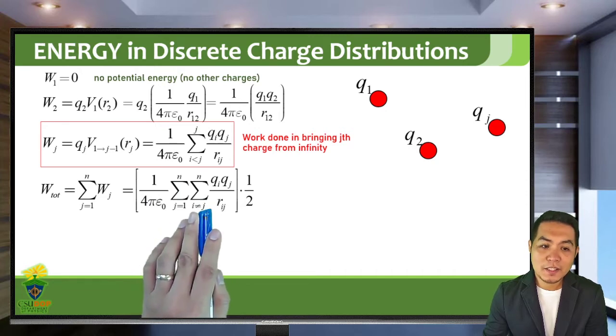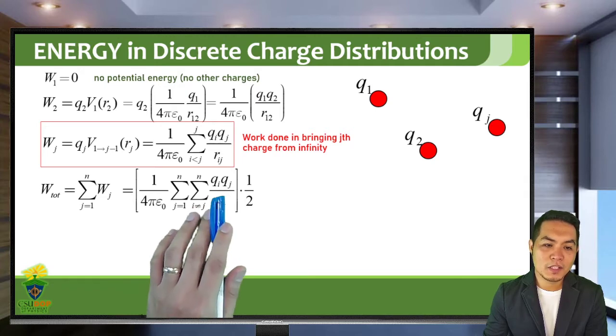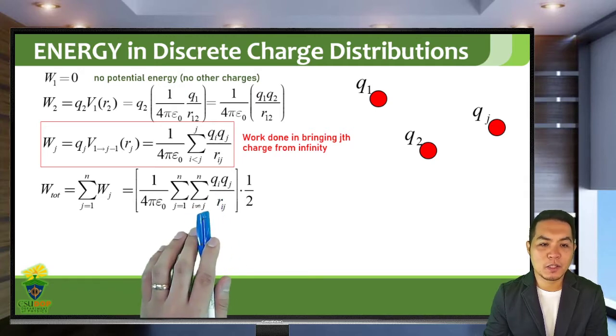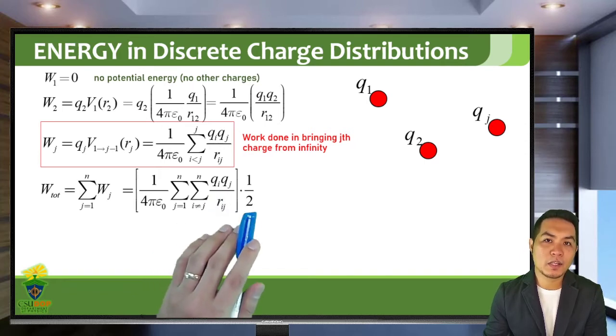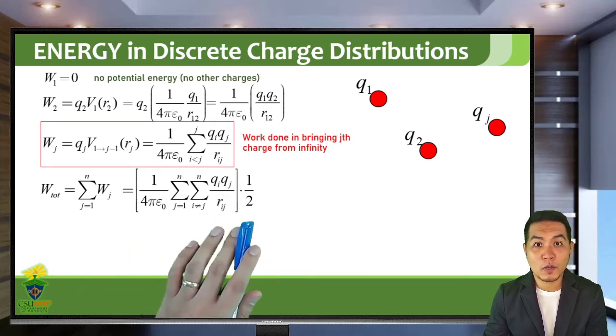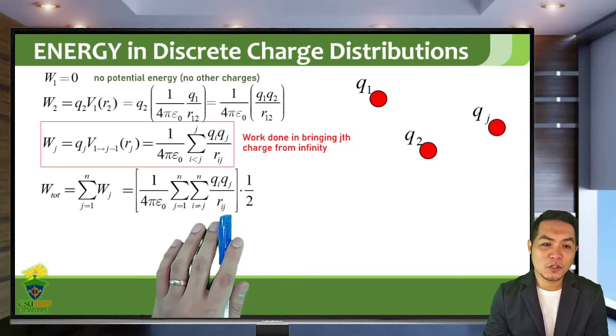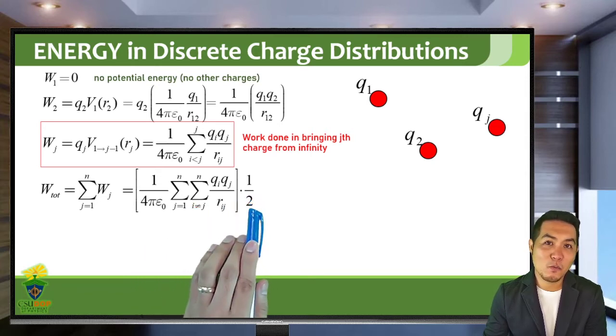But if you have q1, say for instance i is equal to 1, j is equal to 2, you will have q1 q2, but your count will also include q2 q1, which is just equal to q1 q2. So this double summation will actually give you a double counting. That's why there's a factor of 1/2 here to negate the effect of double counting. So you multiply by 1/2.